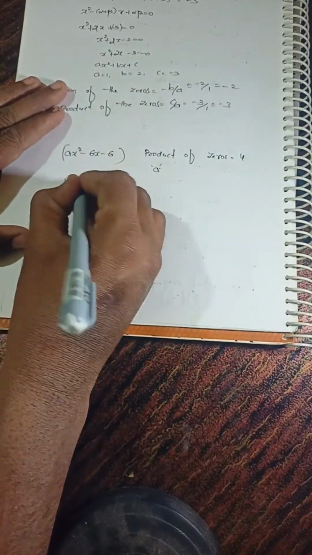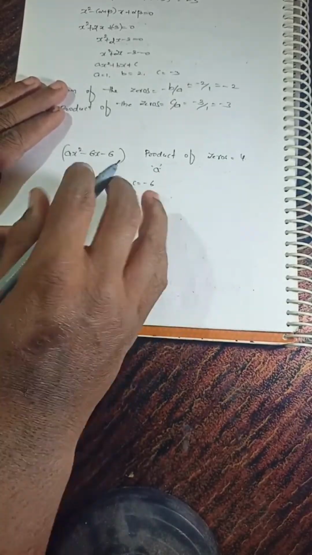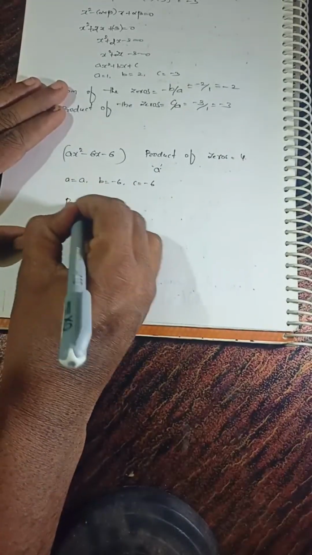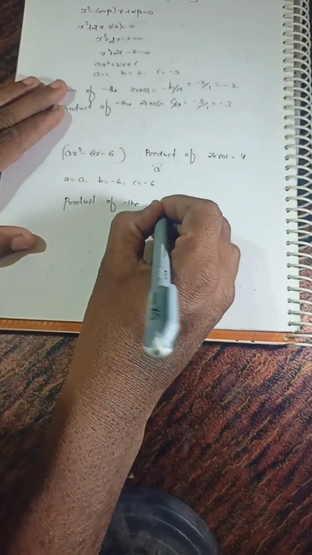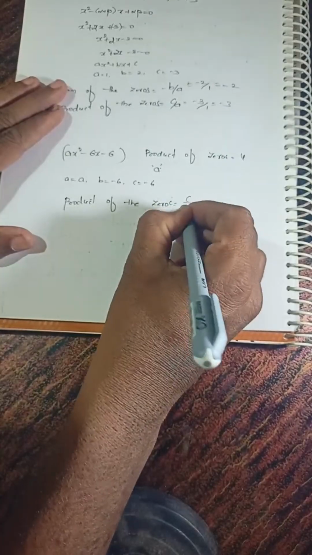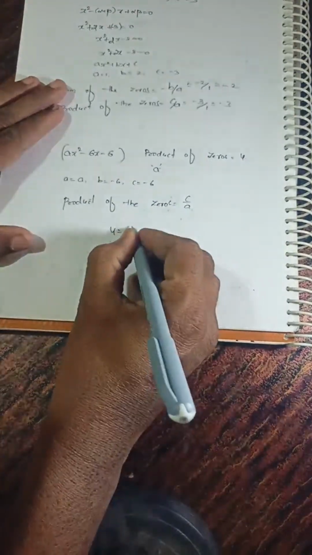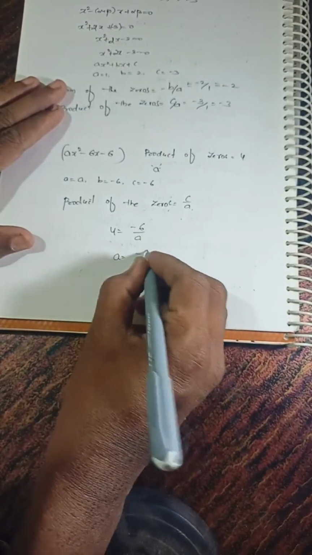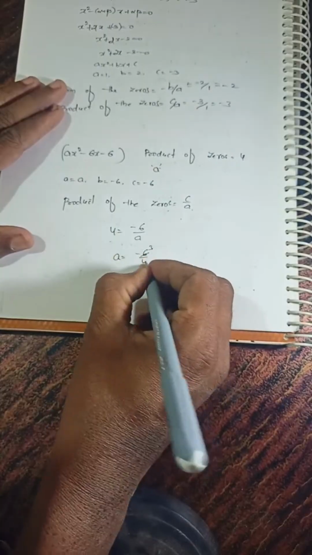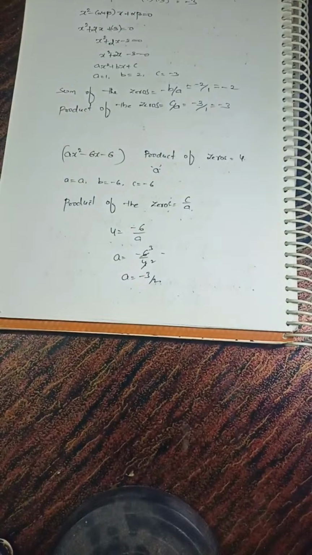Comparing, you are going to get a value a, b value minus 6, c value minus 6. We know the product of the zeros formula, c by a. So the product of the zeros is already given: 4 is equal to c value, minus 6 by a. So just interchange the values. A value you are getting is minus 6 by 4, 3 twos are 6, so a value you are going to get is minus 3 by 2. Like this you are going to get the answer for the quadratic polynomial.